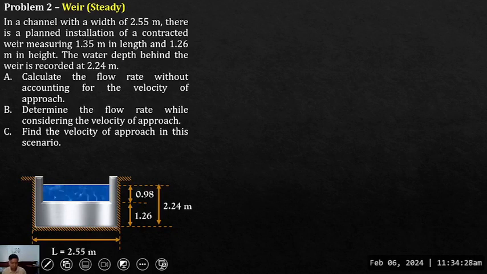Okay, so in a channel with a width of 2.55 meters, there is a planned installation of a contracted weir measuring 1.35 meters in length and 1.26 meters in height. The water depth behind the weir is recorded at 2.24 meters. Calculate the flow rate without accounting for the velocity of approach. Letter B, determine the flow rate while considering the velocity of approach. And then letter C, find the velocity of approach in this scenario. Sige, so solve natin siya.